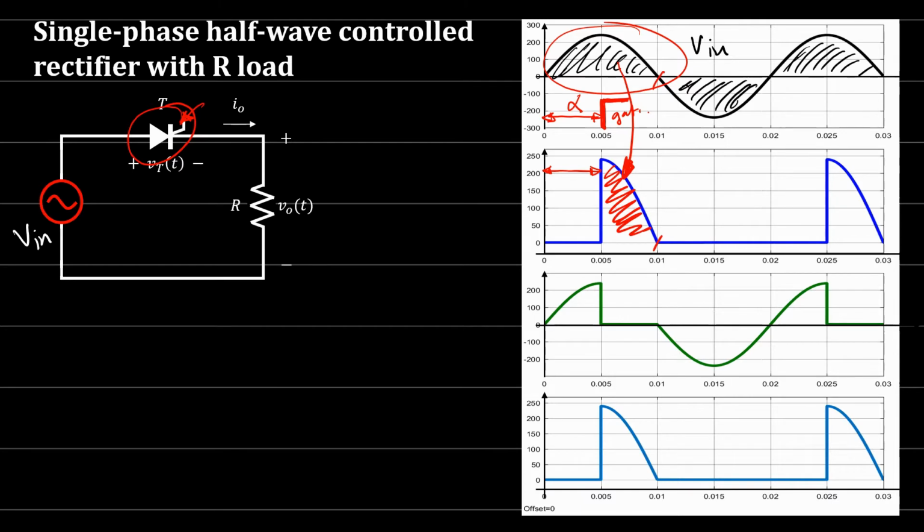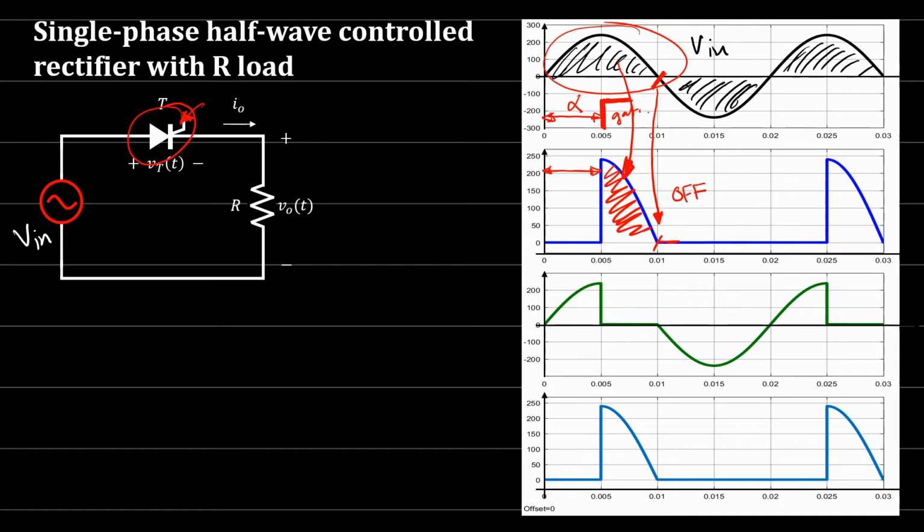Now, at this point, once the input voltage reaches 0, then you'll find that the thyristor will be off. Why? Because number one, there's no current inside the thyristor, and number two, the voltage applied on the thyristor is equal to how much? Is equal to 0. You will find here the thyristor is off.